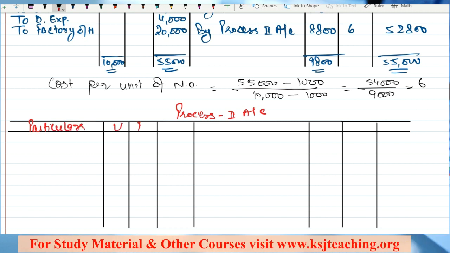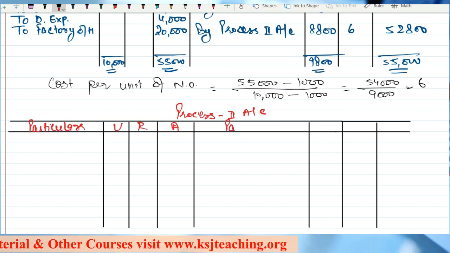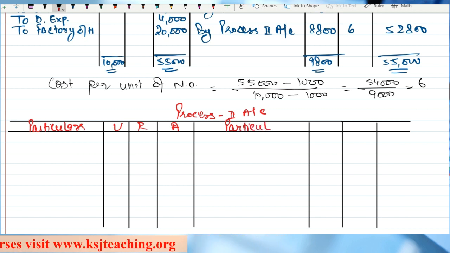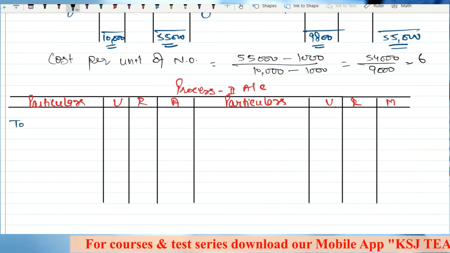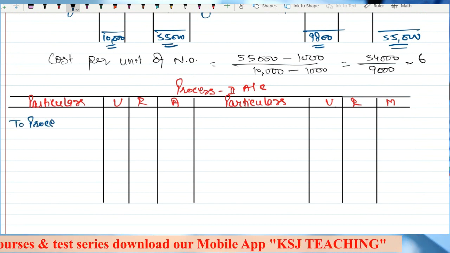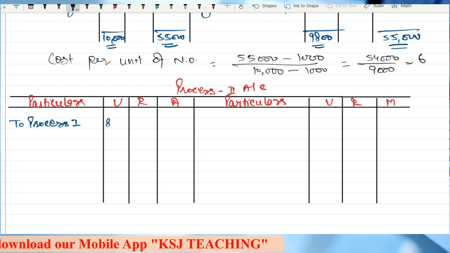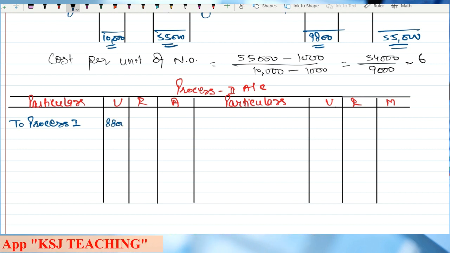Particulars, units, rate, amount. Units, rate and amount. Okay, let's go. In this, the first thing that you have to take is the transfer from the first process to process 1 account. To process 1, 800 units, at the rate of 6, that is 52,800, right?